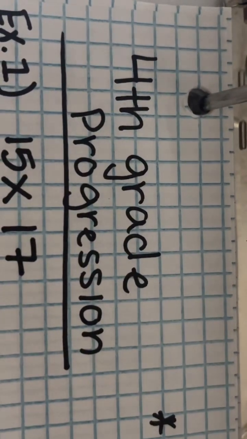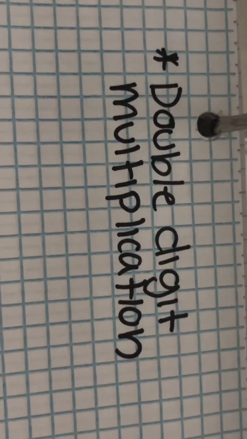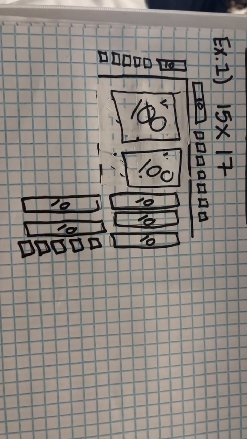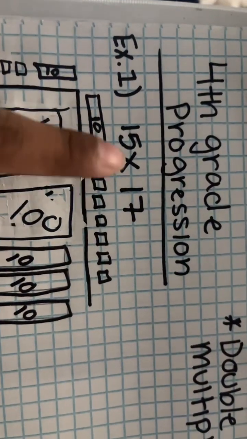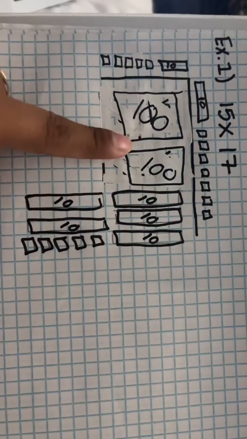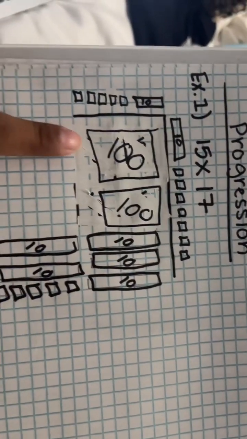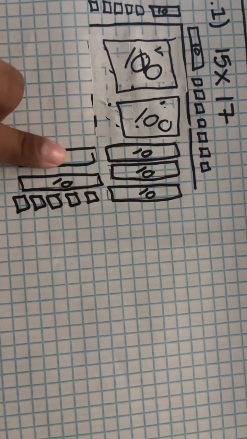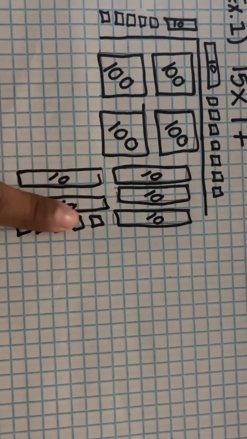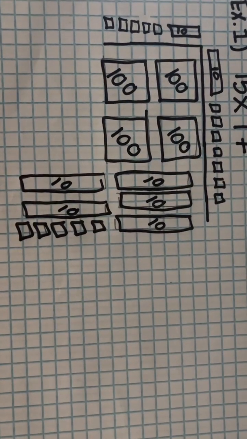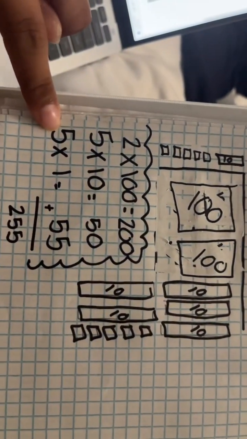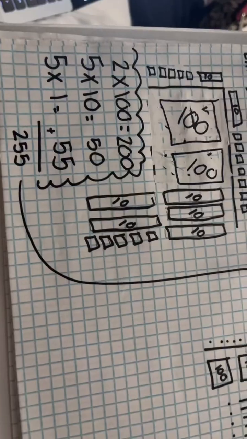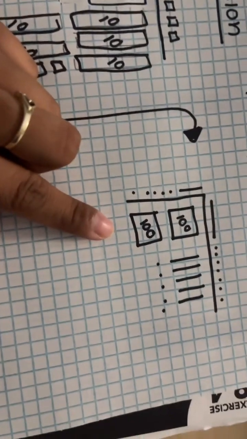Then in 4th grade, we move to double-digit multiplication. We're still using the area model, but now in the 4th grade level, the numbers are getting bigger. For example, we have 15 times 17, which gives us the opportunity to use bigger blocks. Here, the students can now see that we are using 2 100 blocks, 1, 2, 3, 4, 5 tens, and 1, 2, 3, 4, 5 ones. So when we multiply everything and add the products together, we get 255. And the students can draw a simpler area model.